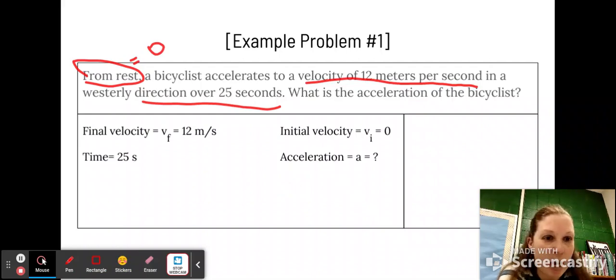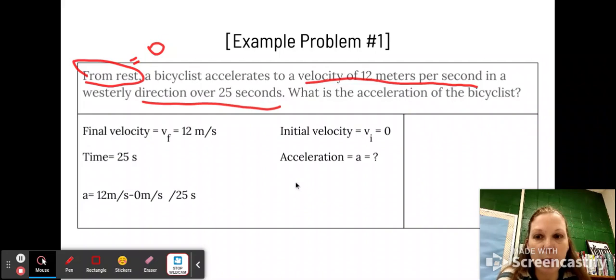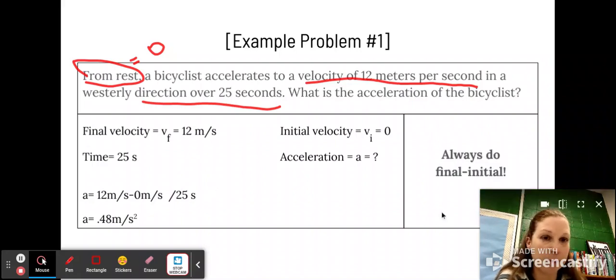And like I said, our time interval was 25 seconds. So we want to know what the acceleration is. It's very easy to plug this in. You're going to do 12 meters per second minus 0 meters per second, because that's what our initial was, over 25 seconds. I know this looks sloppy, and that's just because of how I have to type these units in. When you do that, you come out to 0.48 meters per second squared, or you can see this as meters per second per second. So always do final minus initial.